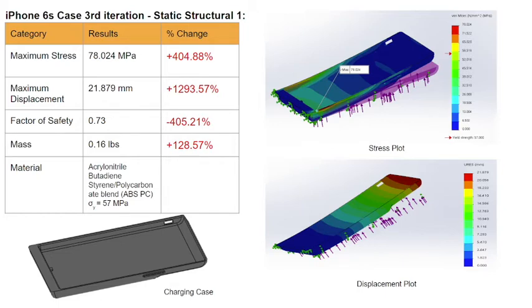Nonetheless, the maximum stress is 78.024 MPa, which is above the yield stress. Therefore, the results are definitely invalid under the linear assumption as the part yields. The maximum displacement is 21.88 millimeters and the mass is 0.16 pounds.